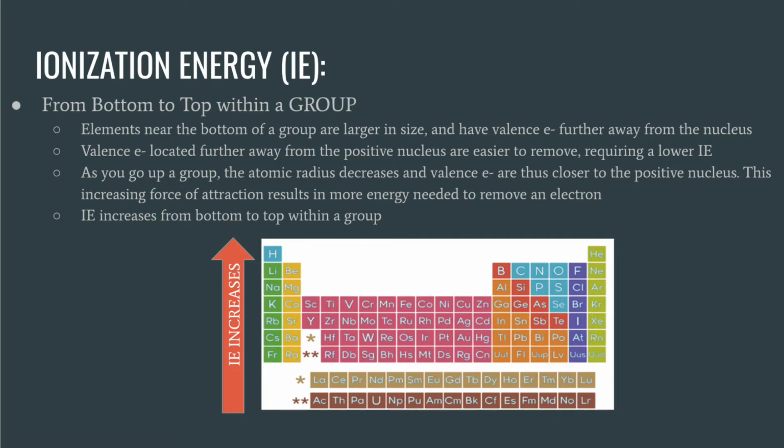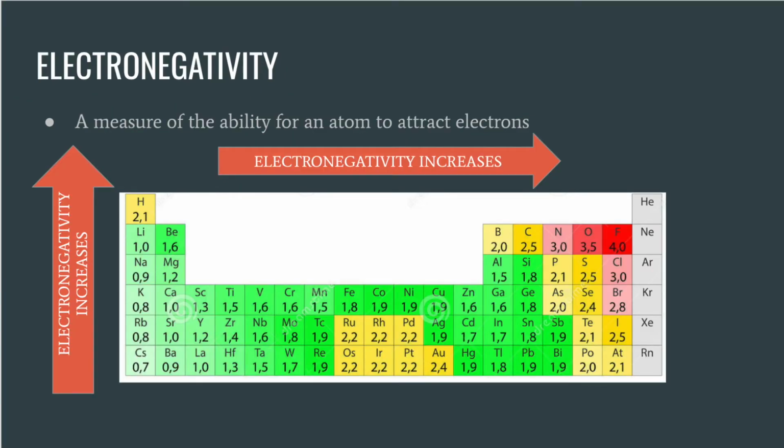requiring a lower ionization energy. However, as you are going up a group, that atomic radius is going to decrease in size. That means my force of attraction between the valence electrons and the nucleus is going to increase, and thus it's going to require more energy for us to try to remove or pull an electron away. Therefore, as we're going from the bottom of the group to the top of the group, you'll see that ionization energy increases.